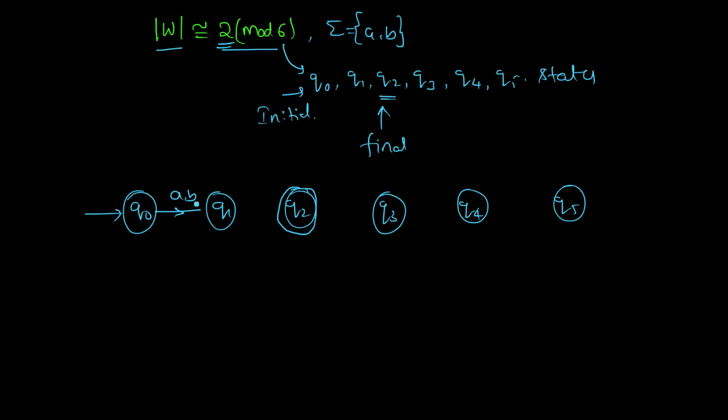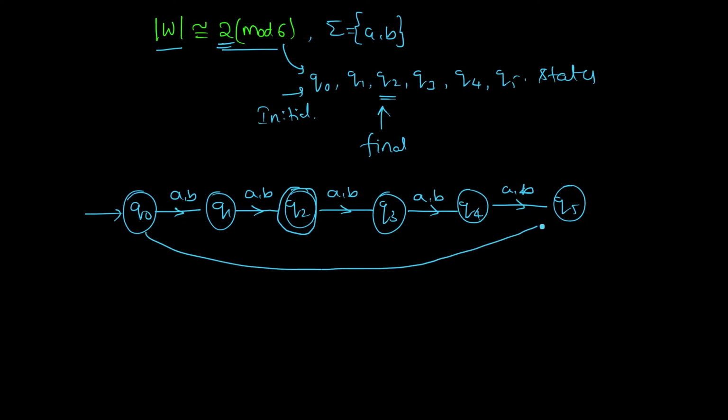On seeing any symbol from Q0, we move to the next state Q1. On seeing any symbol from Q1, we move to Q2. On seeing any symbol A or B from Q2, we move to Q3. Similarly the same happens at Q3, Q4 and Q5. On seeing any symbol from Q5, we move to Q0. This is our minimal DFA for strings having length congruent to 2 mod 6.